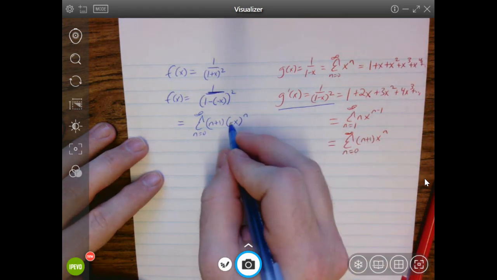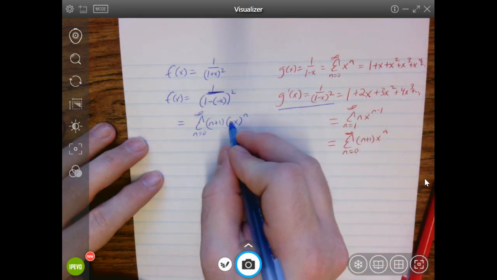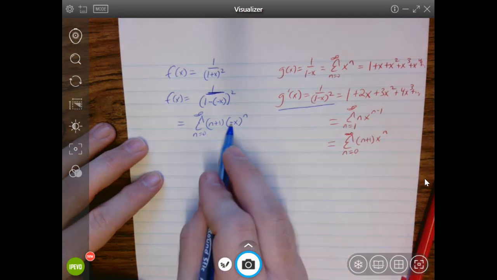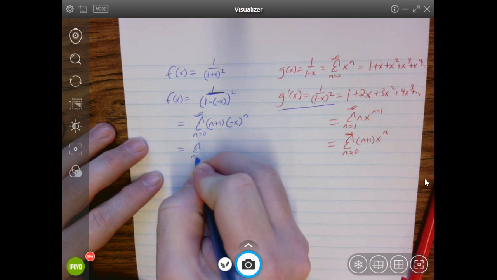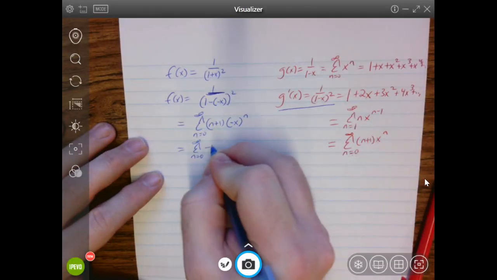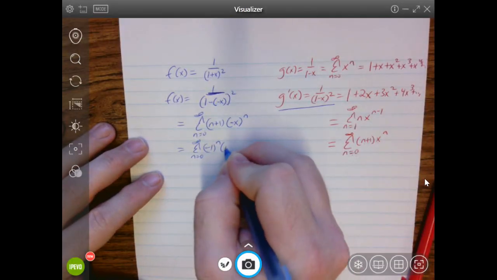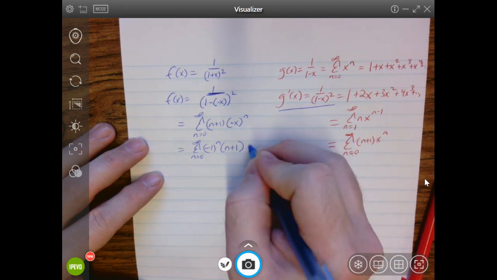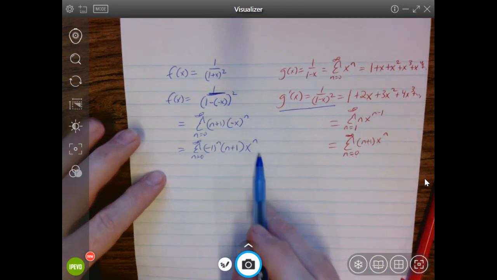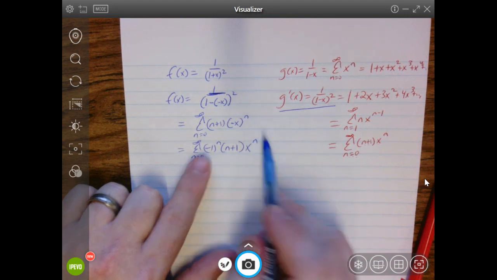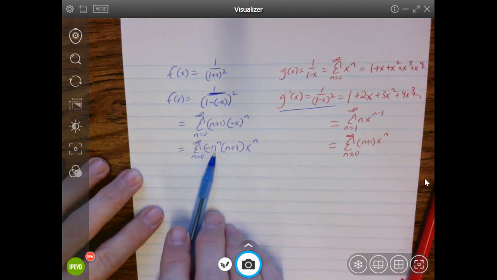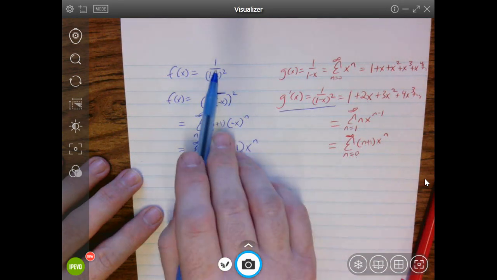And then sometimes they'll actually split up when there's an alternating portion, like this negative here. So this is really negative 1 times x, and both of them are to the n power. So I'm just going to split them up. So we have negative 1 to the n, x to the n, right? Negative 1 to the n, x to the n. If I put those back together, I'll get back to here. And this is a power series representation for this function.